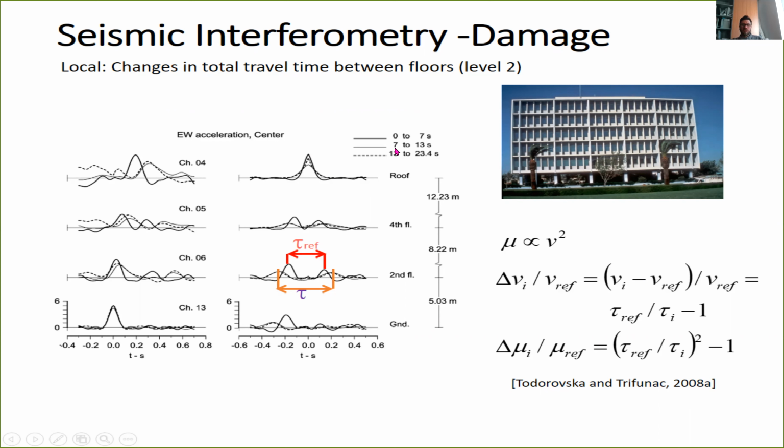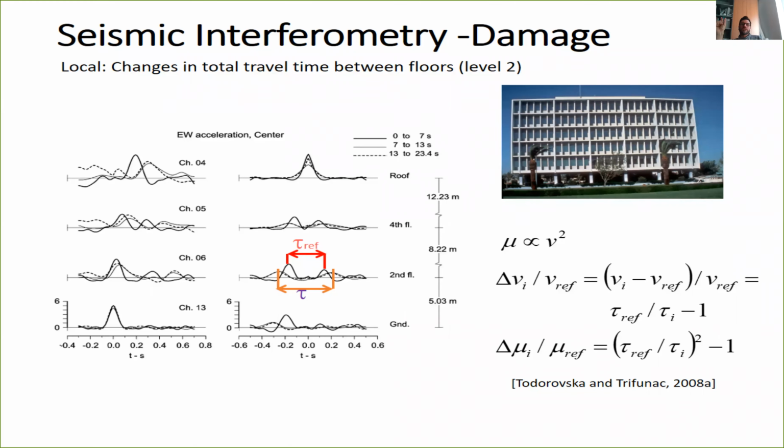In the last window, after 13 to 23 seconds, when the large shaking has already arrived, if I recalculate the Green function there, the travel time is becoming larger. And this change in travel time is related to a change in velocity. And the change in velocity is related to the change in stiffness, let's say the shear modulus, of the material. So this is also a good way to check if possible damage happened to the structure.